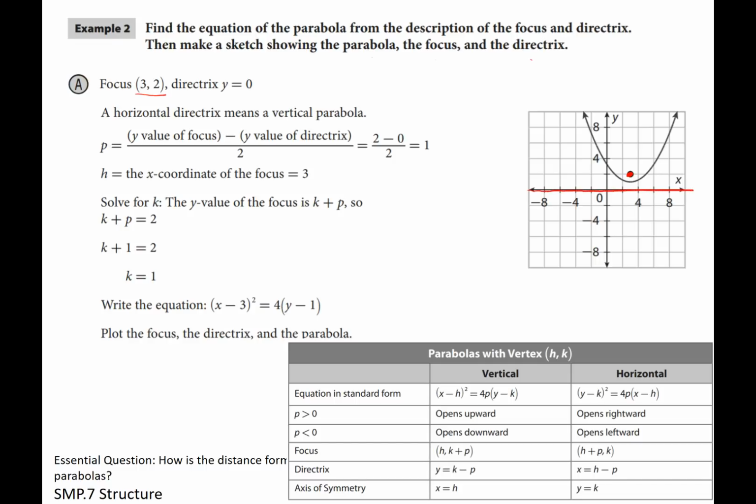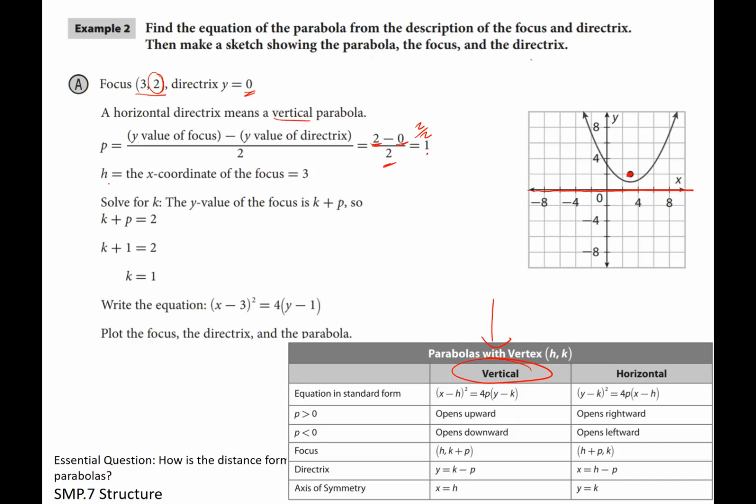All right, because this is a horizontal directrix, we know that our parabola is going to be a vertical parabola. So we're going to use this vertical column right here. When we're vertical, for our p value, we use the y value of the focus and the y value of the directrix. So the y value of the focus was 2, the y value of the directrix was 0, and we divide by 2. So 2 minus 0 is 2, over 2, which is equal to 1.